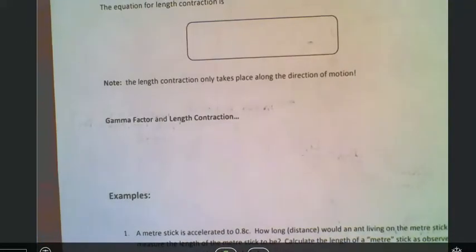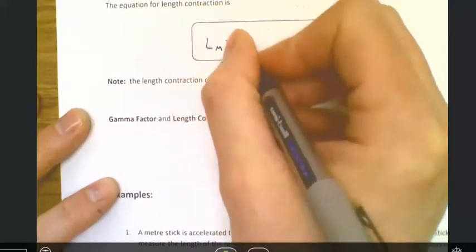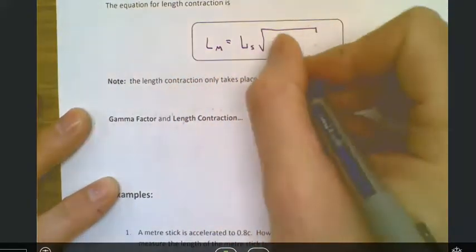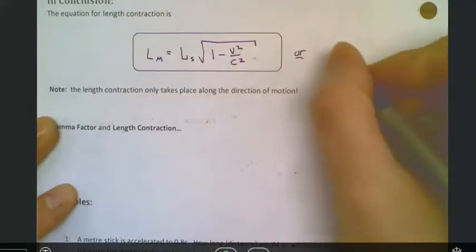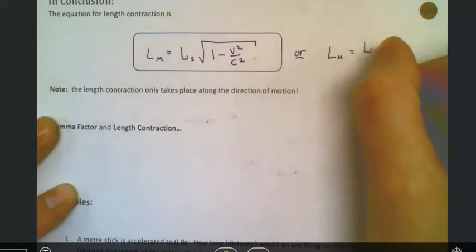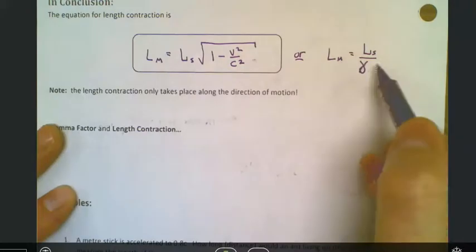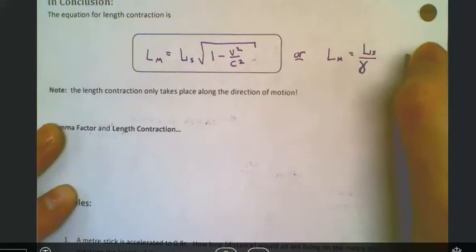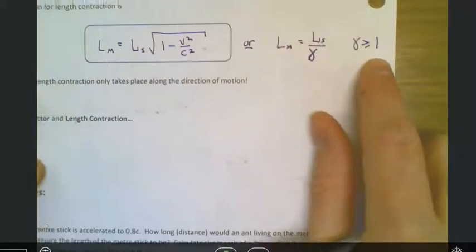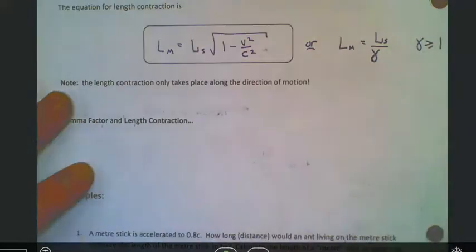So the length contraction equation, as we just pointed out, is Lm equals Ls times the square root of 1 minus v squared over c squared. Or, if you like using the gamma stuff, it's Lm equals Ls over gamma. Here you're dividing by the gamma factor, which makes Lm smaller than Ls, because gamma is always bigger than or equal to 1. So gamma is always bigger than or equal to 1, because 1 over gamma is always less than or equal to 1.